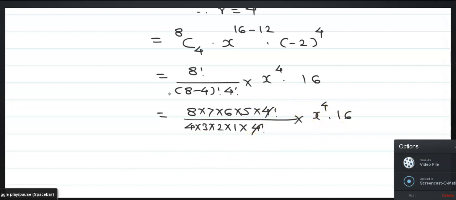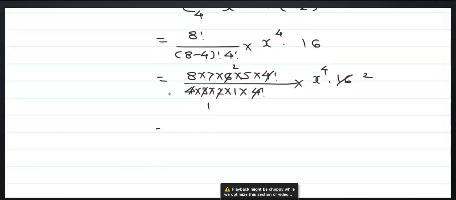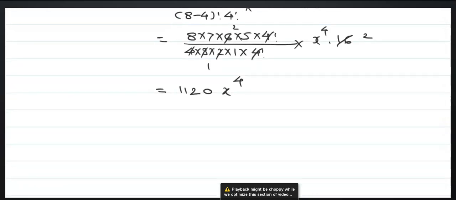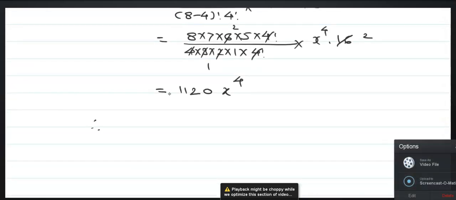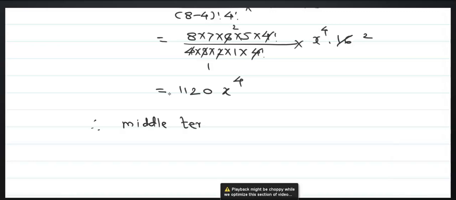Now the next calculations you can perform on your own also. Now see these calculations. That is 1120 into x raised to 4. Therefore, the middle term in the expansion, that is T5, is equal to 1120 into x raised to 4.